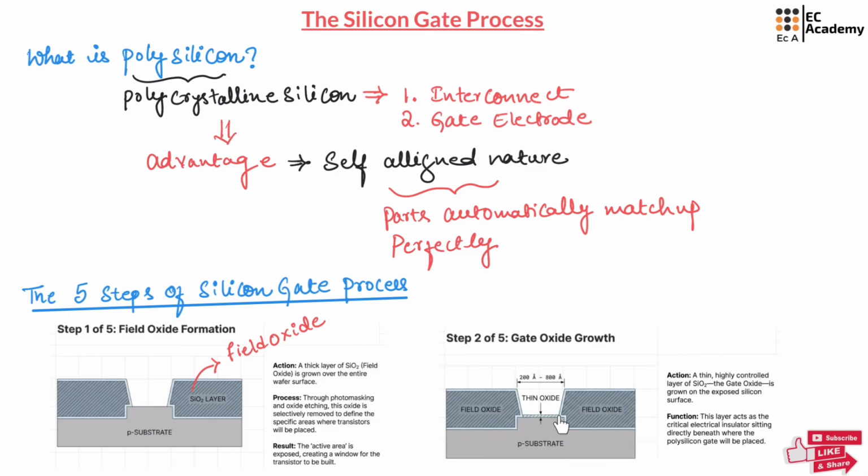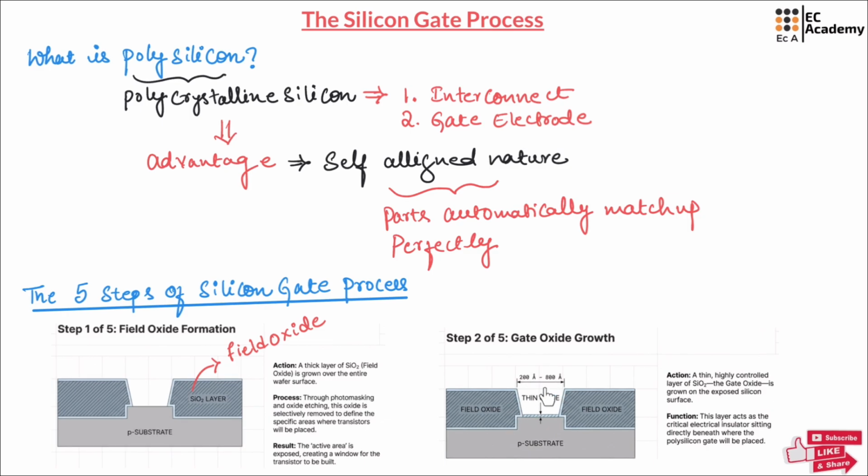Next, on the exposed silicon surface, which we have just created, we grow another layer of silicon dioxide, but this silicon dioxide layer will be very thin and it is a strictly controlled layer. This thin layer is called the gate oxide, and this gate oxide will act as an insulating layer just below the polysilicon gate, which we will create in the next step.